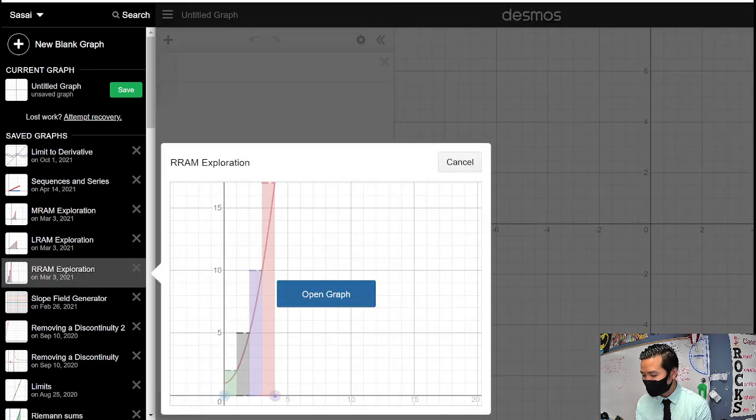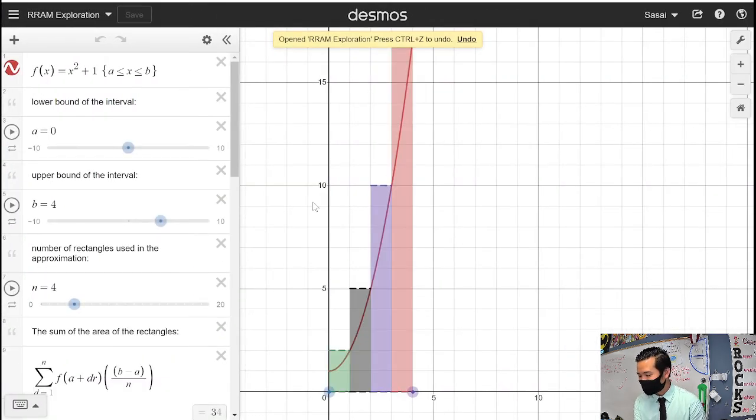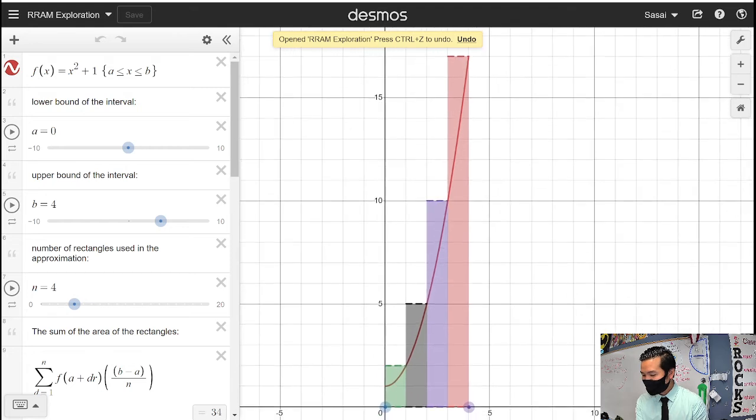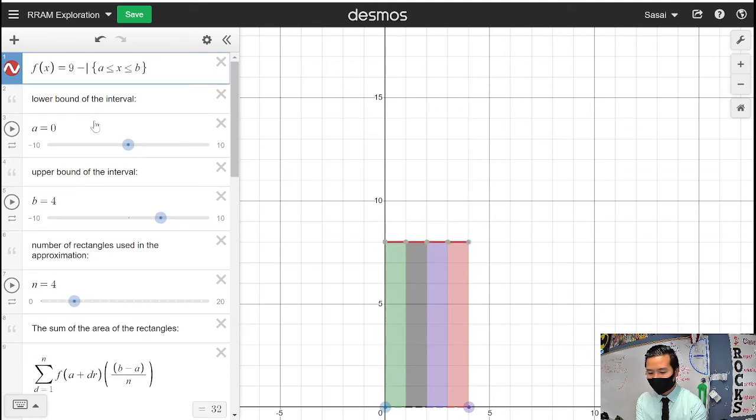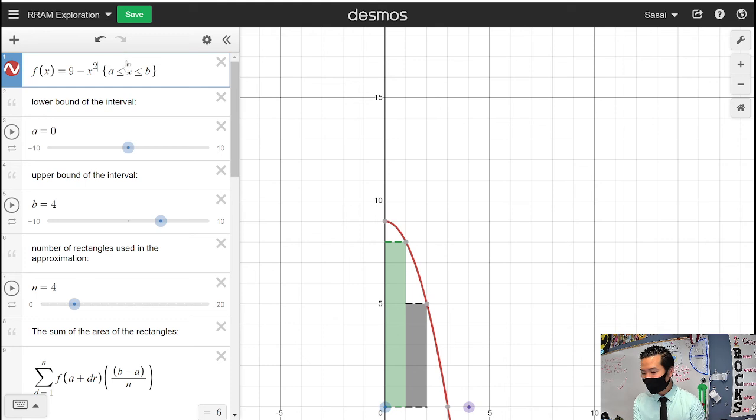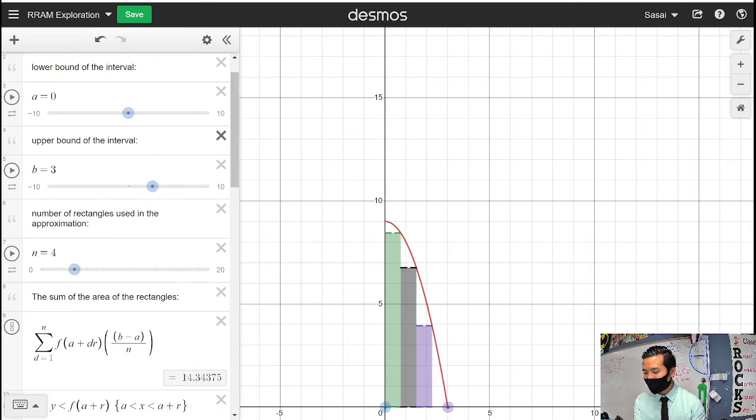So let's look at an RRAM. This is the part that's kind of neat. Let's say I had a function that we were looking at, the first function we were dealing with, 9 minus x squared, from 0 to, I think it was 3. And how many rectangles did we have? 6 rectangles. There you go.